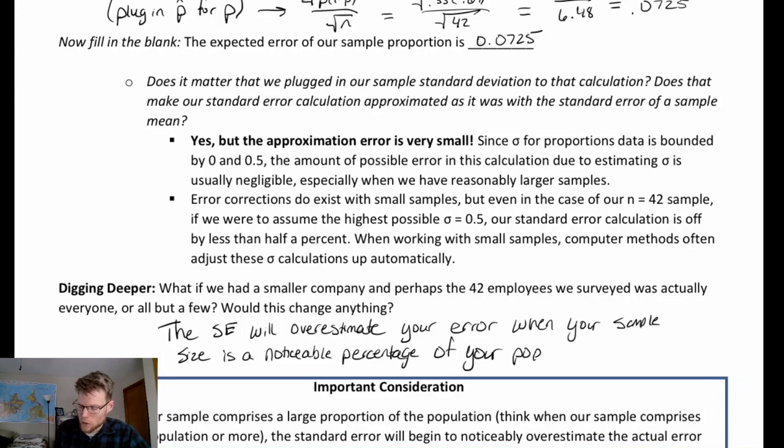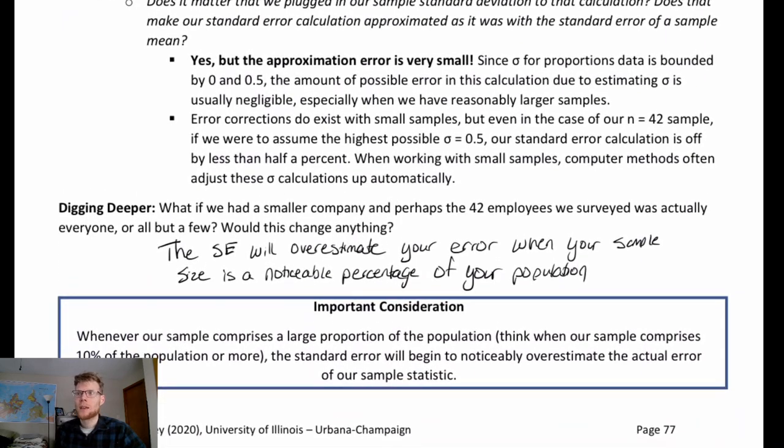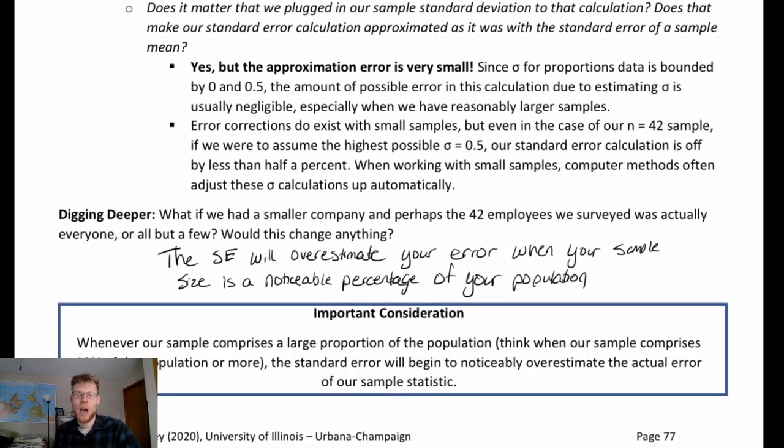And I kind of put it in this box down here that some people put the mark at 5%, some people put the mark around 10%, but once we get into that range where our sample comprises about 5 to 10% of our population size, you're going to notice that your standard error formula will begin to overestimate how much error you have in your sample statistic.